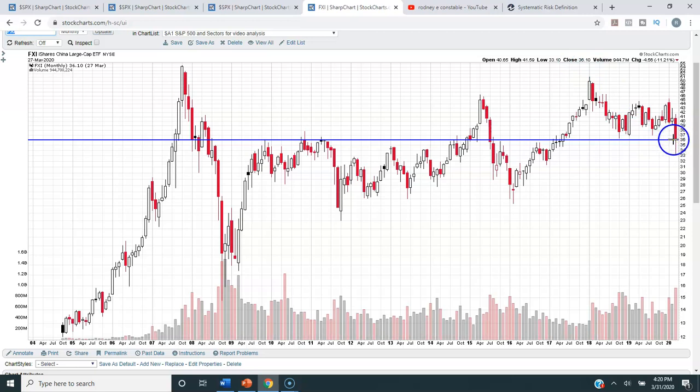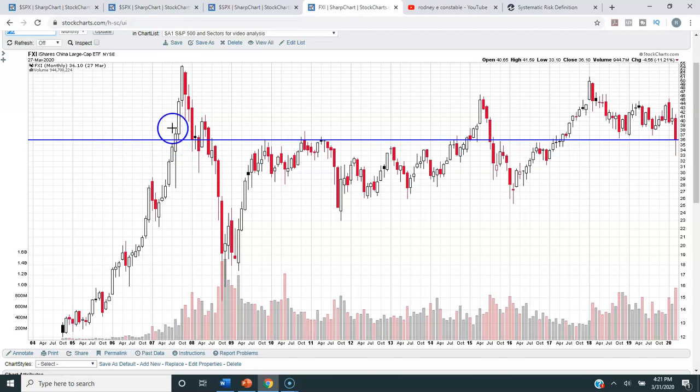But at this 36 level, what we can see is that we are now trading pretty much at the same level we were back in 2007. Okay, you can see it here. So again, the chart goes clear back to 04, which is the inception of this product, this ETF, the FXI. And you can see at this 36 level, we first traded up to that level back in 2007.